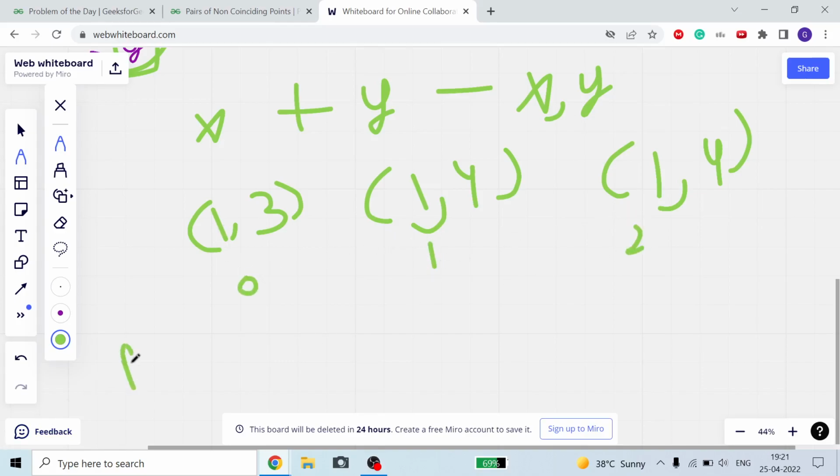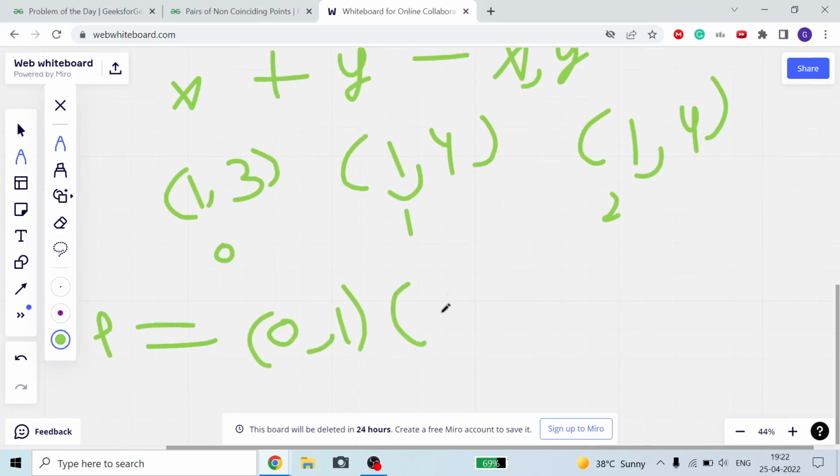So a pair can be 0 and 1. 0 and 1 can be one pair. Now 0 and 2 can be one pair, because here we just need to do the operation with the index. But can my 1 and 2 be a pair? No. Why? Here Manhattan distance is equal to Euclidean distance in these two points, but here the points are the same. Points are the same means my a is equal to 0 as well as b is equal to 0. So I will exclude this 1 and 2.